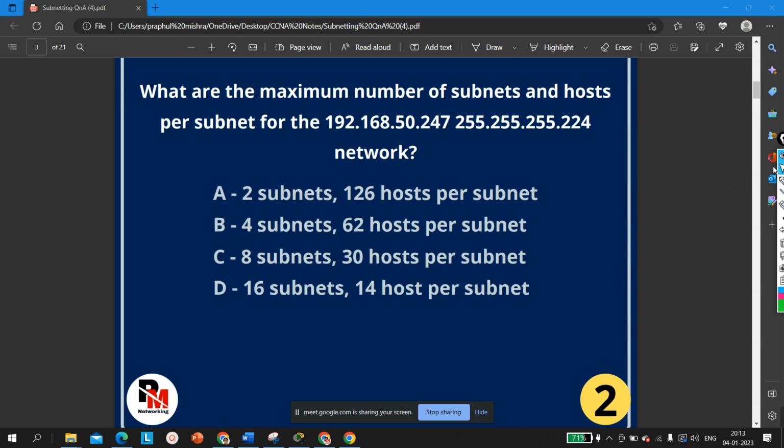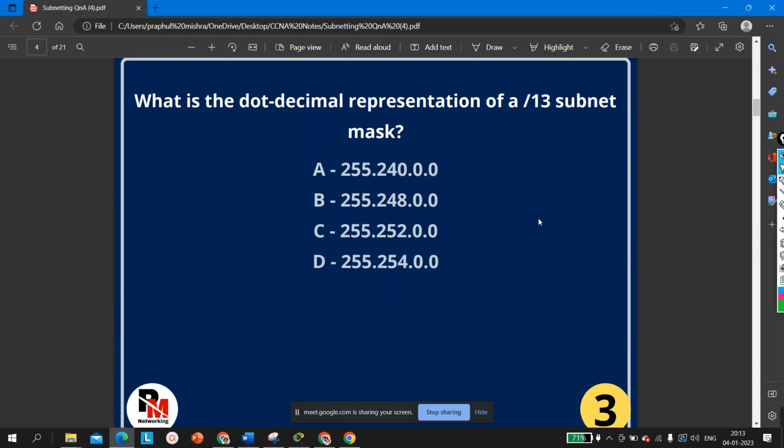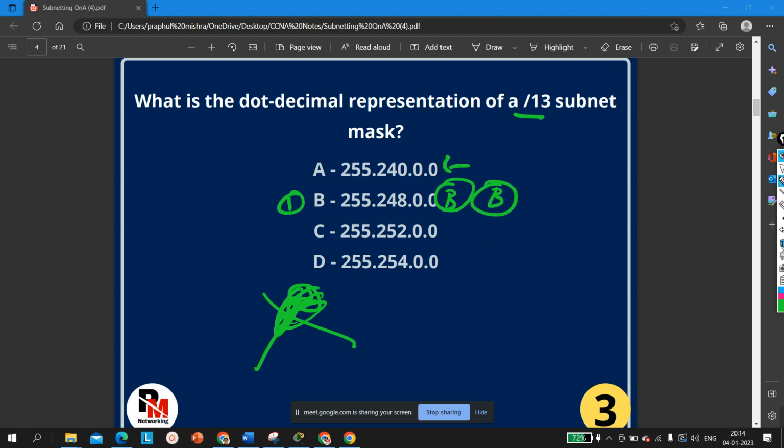Check this question. Very simple. What is the dotted decimal representation of a /30 subnet mask? 30 means 8 plus 8 plus 8 plus 6. Kuldeep is saying D. No, B. B, 248, yes. Okay. Great. You all are right now.